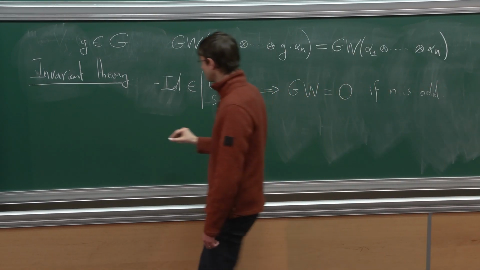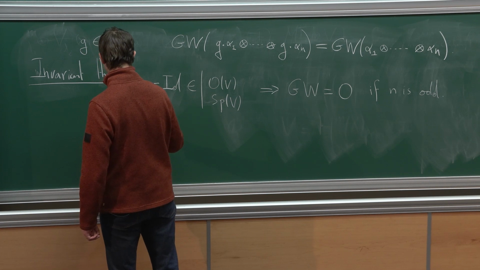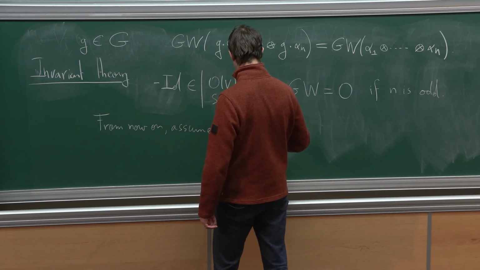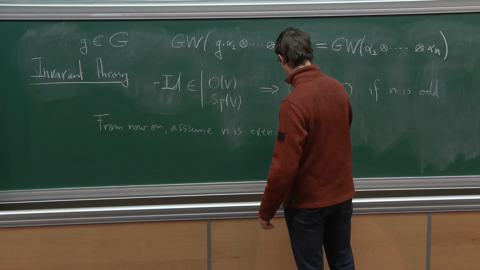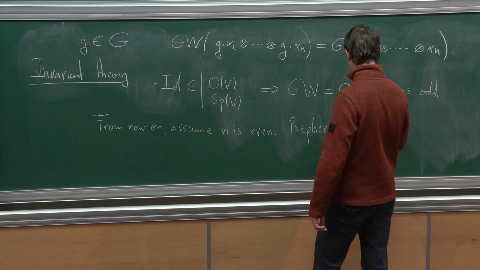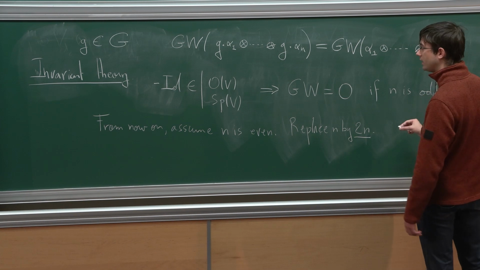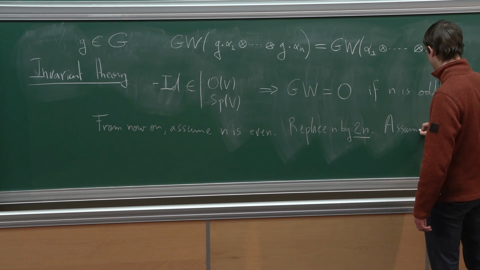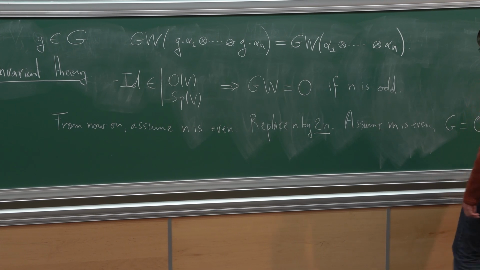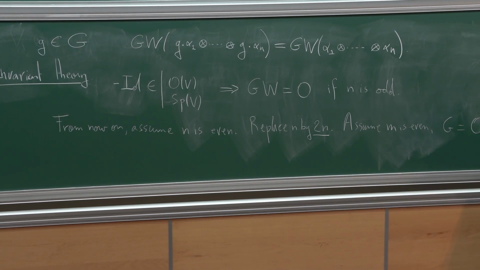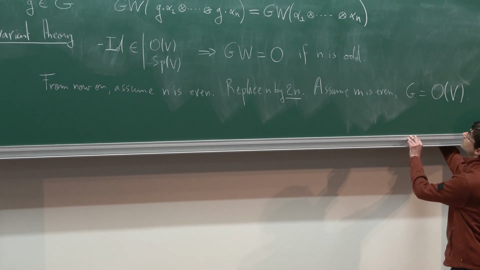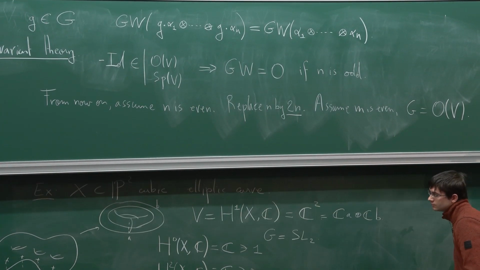So from now on, assume that n is even, and I will change notation and replace n by 2n. And now to simplify, I will assume that m is even, so that we're in the orthogonal case. The symplectic case will be exactly the same, except there are extra signs to keep track of, and I will not do that now. So from now on, I assume that we are in the orthogonal case.